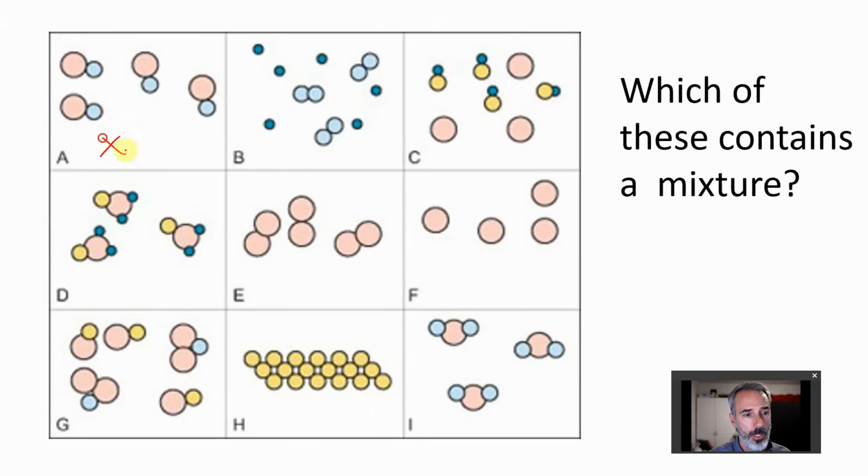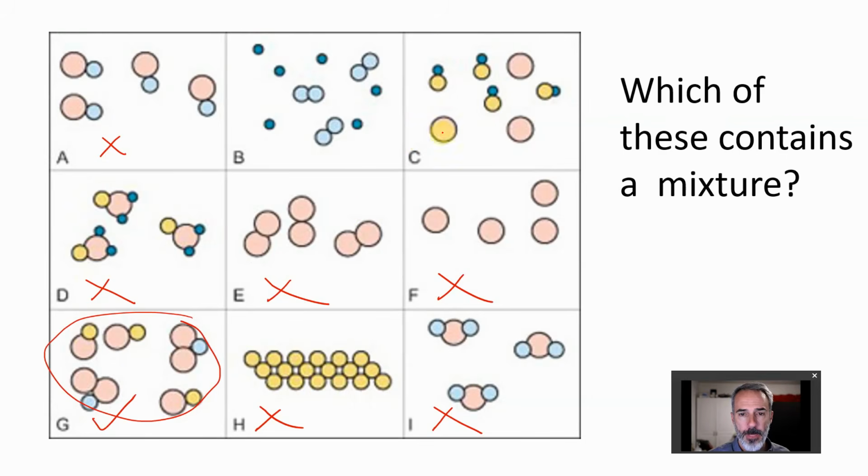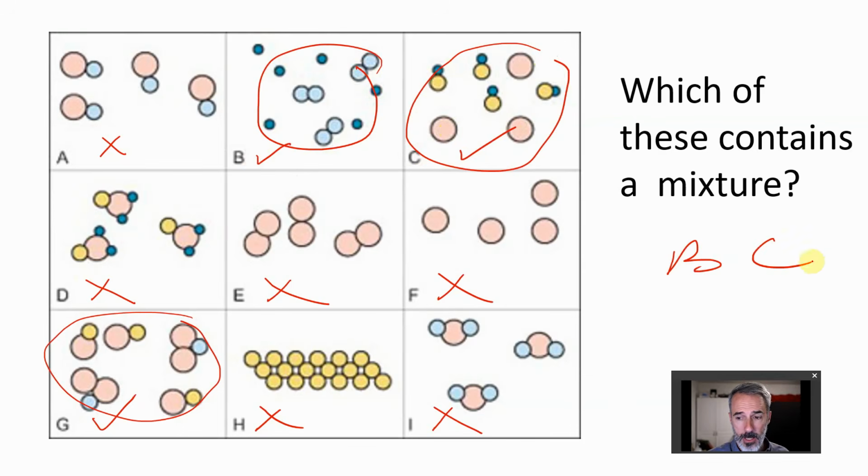A is pure. Look at them. They're all the same. D is pure. They're all the same. E is pure. They're all the same. F looks the same. I, everything looks the same. H, everything looks the same. That's a mixture of two different types of compounds. And this is a mixture of a compound and an element. And that's a mixture of two elements. So we've got B, C, and G.